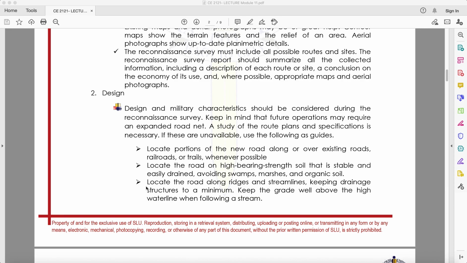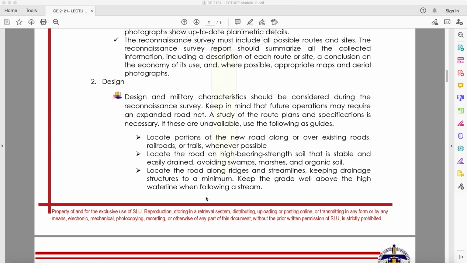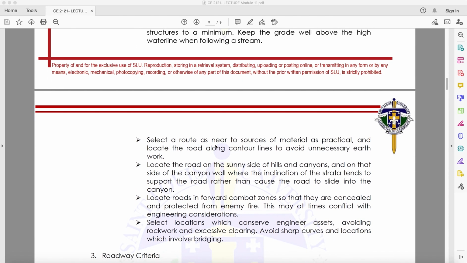And next, we have to consider that along road ridges and streamlines, keep drainage structures to a minimum and keep grade well above the high water line when following a stream. Okay. Next, select a route as near to the source of material as practical and locate the road along contour lines to avoid unnecessary earthwork. So it is important for us to locate our route near the source of material so that the hauling, or the transport of material, would be less costly. Okay? And of course, it would be more practical.